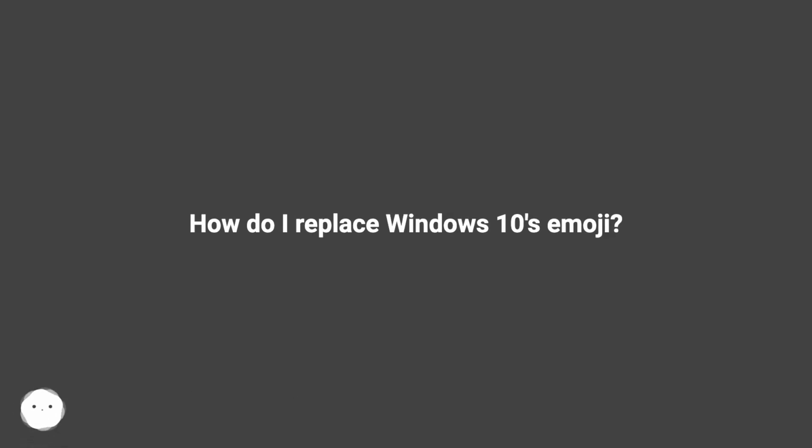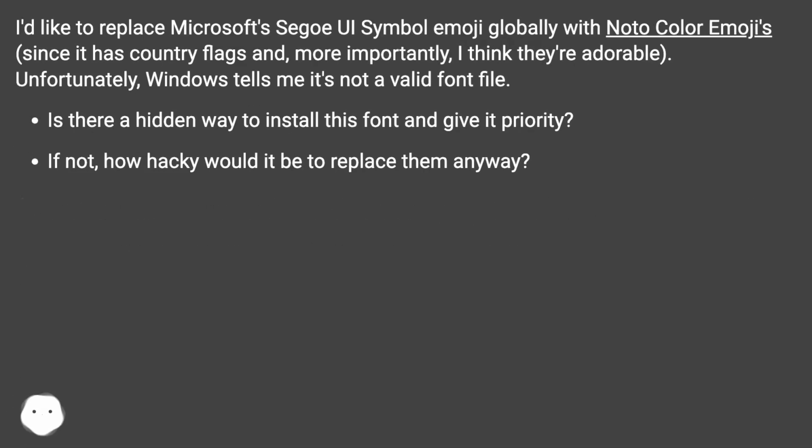How do I replace Windows 10's emoji? I'd like to replace Microsoft's Segoe UI Symbol emoji globally with Noto Color Emoji, since it has country flags and, more importantly, I think they're adorable. Unfortunately, Windows tells me it's not a valid font file. Is there a hidden way to install this font and give it priority? If not, how hacky would it be to replace them anyway?